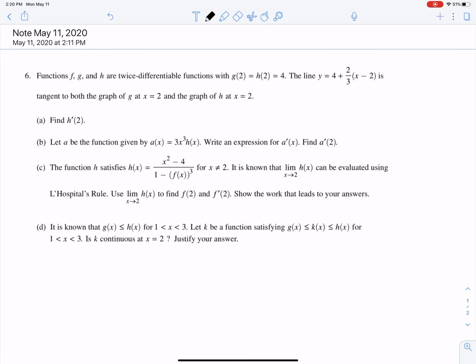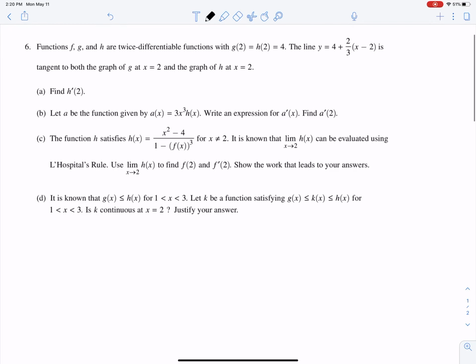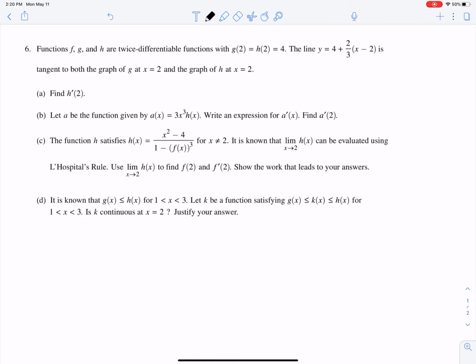Okay, I want to talk about number 6 from the 2019 AP exam because it was mentioned by the AP this year, and it was a bit of a different question. It was a very different question from previous questions that they had asked, so I thought I'd go through it.